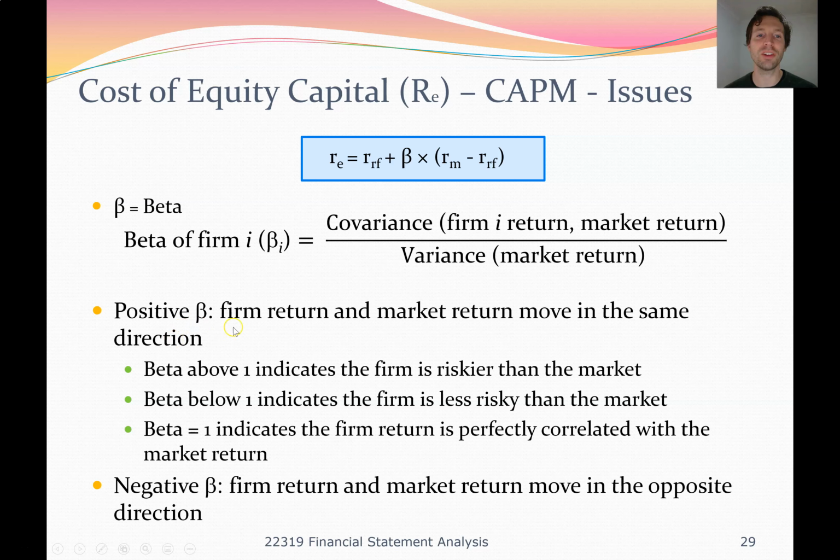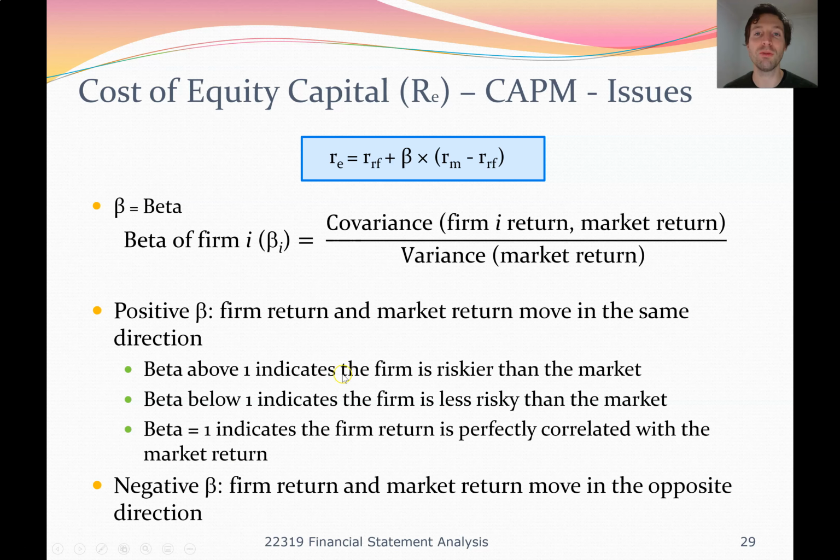If your firm has a positive beta, it means that the firm's stock returns and the market stock returns are moving in the same direction. A beta of 1 indicates the firm's return is perfectly correlated with the market. So if you see on the news today that the Australian Stock Exchange, the ASX 200, has gone up by 2%, then you would expect your firm has also gone up by 2% if you had a beta of 1.